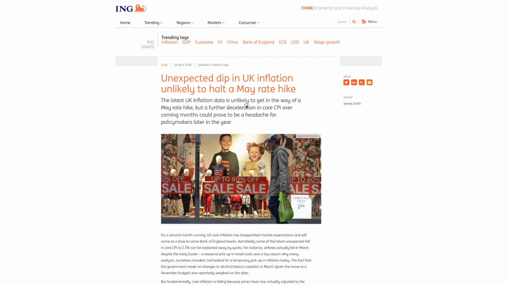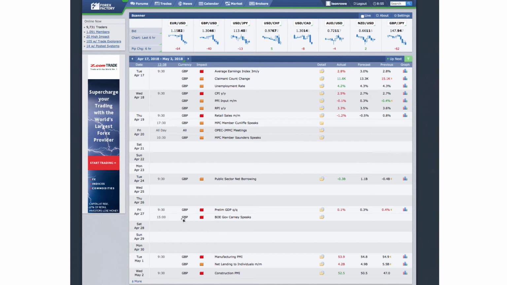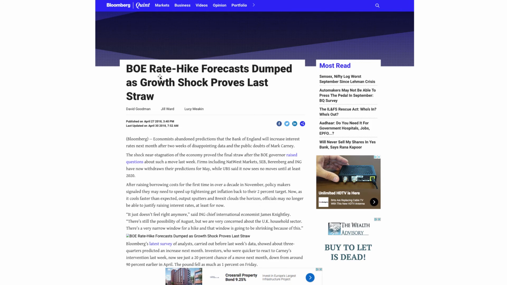So there was a dip in inflation, but it was unlikely, as reported by ING, to get in the way of a May rate hike. But a further deceleration of core CPI over the coming months could prove to be a headache for policymakers later that year. So the story was that it was unlikely to get in the way. Again, that's an opinion. Then what happened, if we go back to Forex Factory, Friday the 27th, preliminary GDP quarter on quarter, we had a slowdown in GDP, and that had the effect: Bank of England rate hike forecast dumped as growth shock proves last straw. Economists abandoned predictions that the Bank of England would increase rates next month after 2 weeks of disappointing data and the public doubts of Mark Carney.